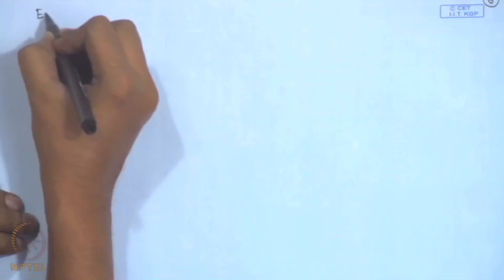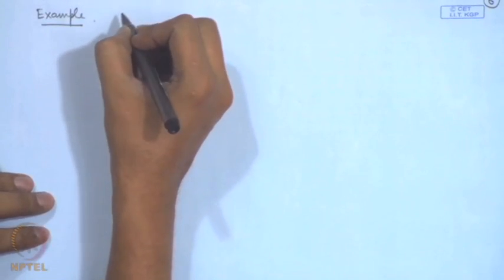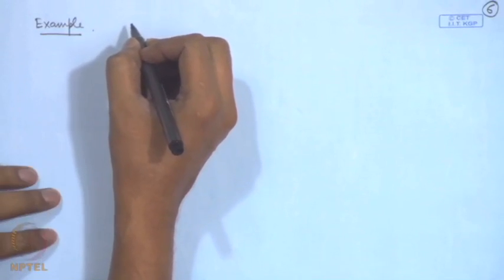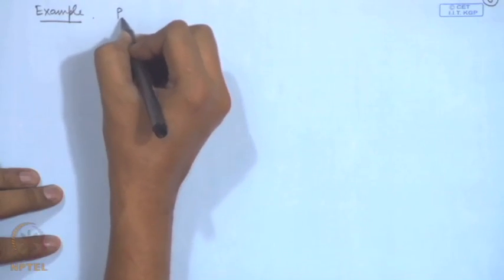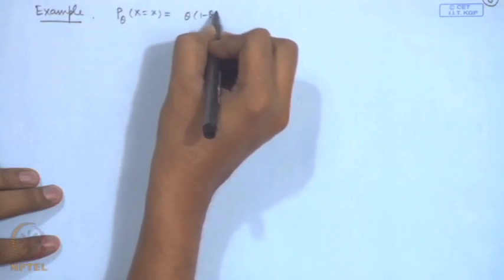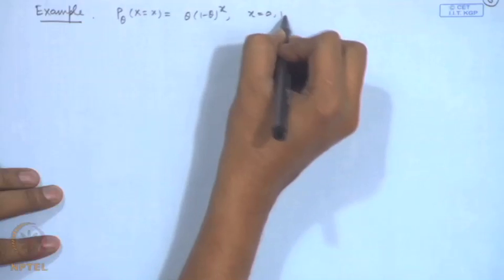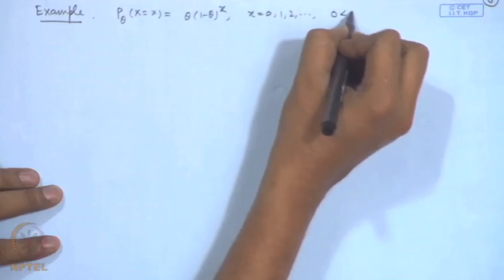Let me explain through an example here. We consider our example of the geometric distribution, that is P theta of X equal to x is equal to theta into 1 minus theta to the power x for x equal to 0, 1, 2 and so on.